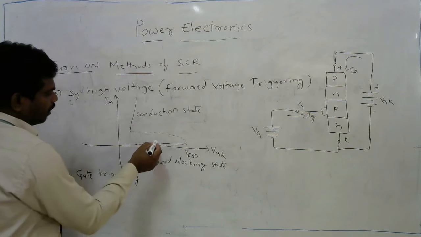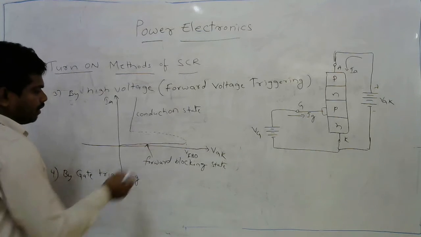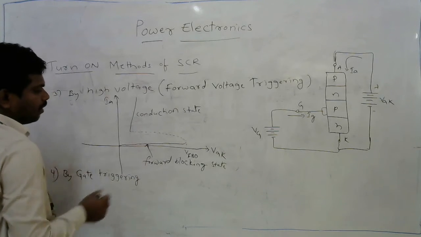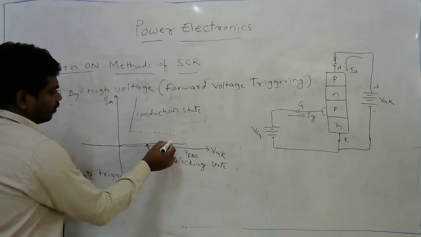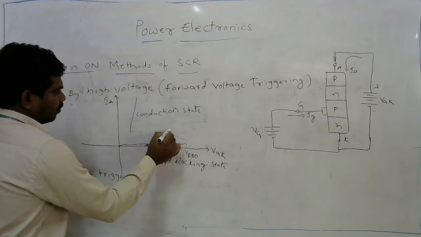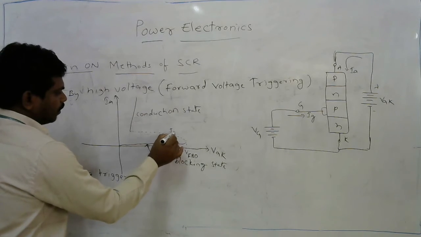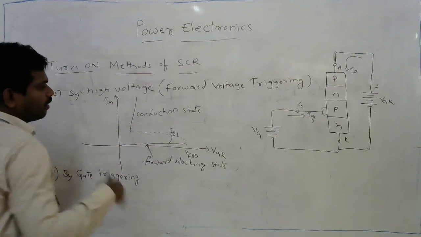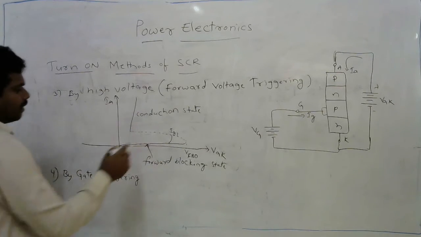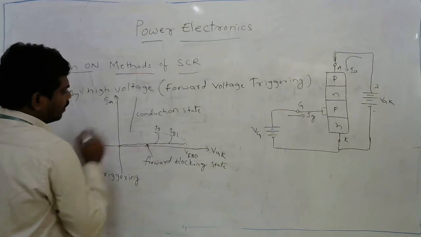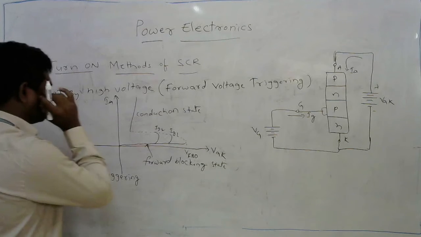So by applying more voltage across the gate terminal, we get the on state of the SCR earlier. Suppose I am applying some gate voltage, then before reaching the forward breakover voltage, we get turn on here itself. I am calling this IG1. Furthermore, I am increasing the voltage to the gate. There again we are getting earlier conduction. I am calling this IG2.